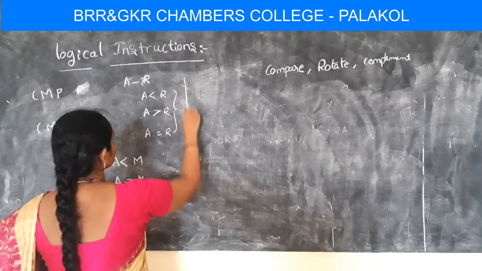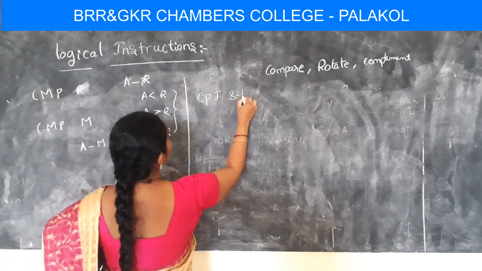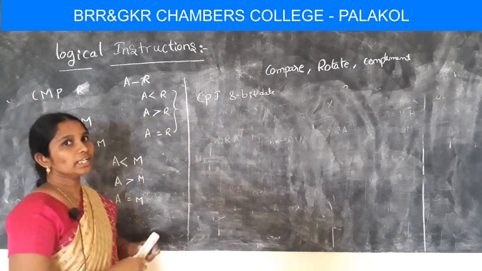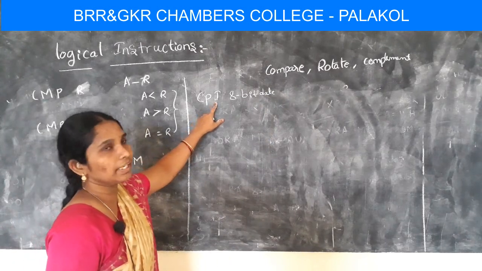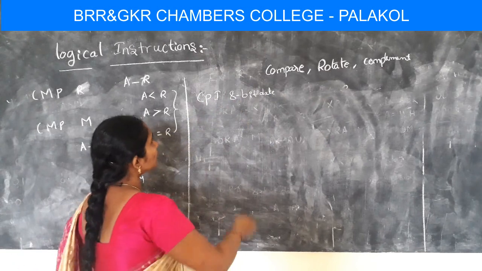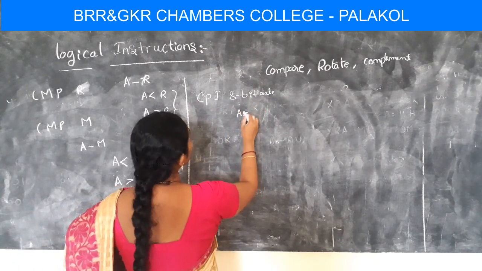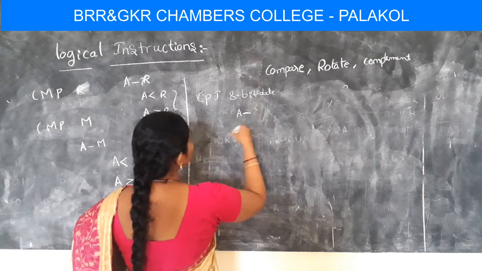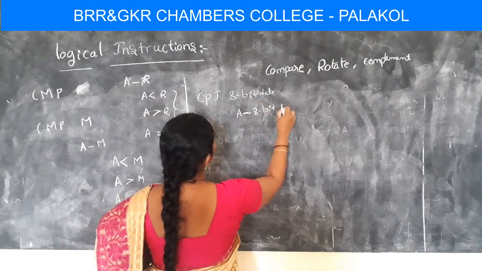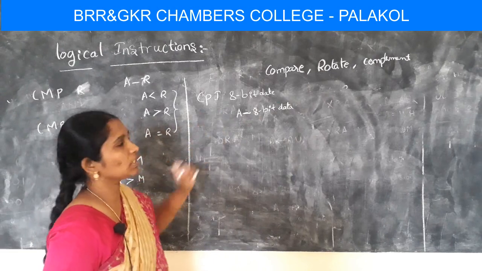Another instruction is compare immediate 8-bit data. Here the I stands for immediate. That means it will compare the accumulator with this 8-bit data. That means it will perform the subtraction operation with the accumulator and an 8-bit data. This is the meaning of this instruction.